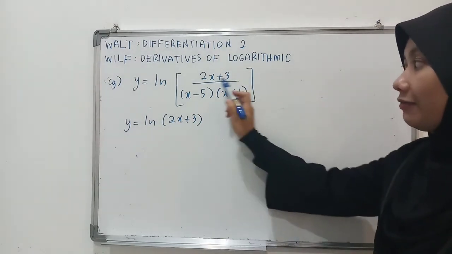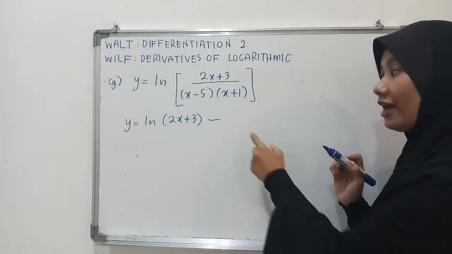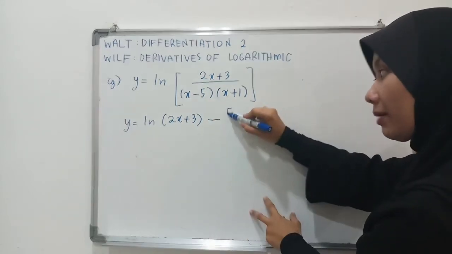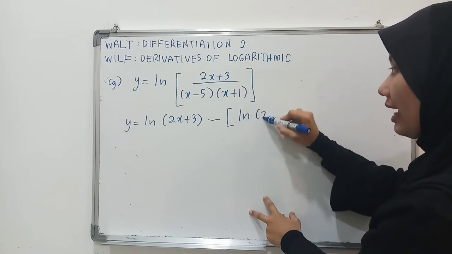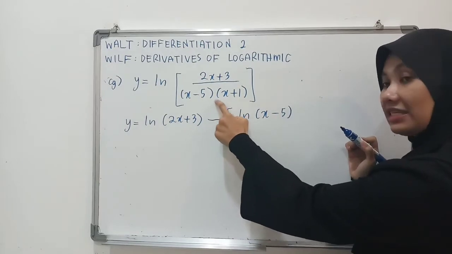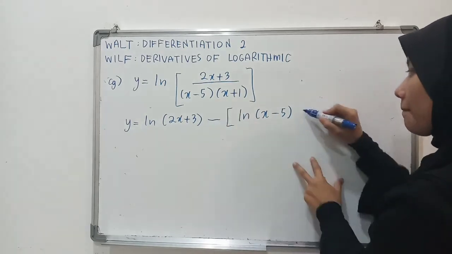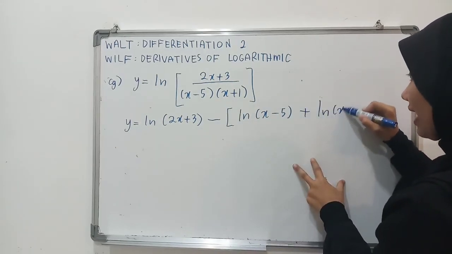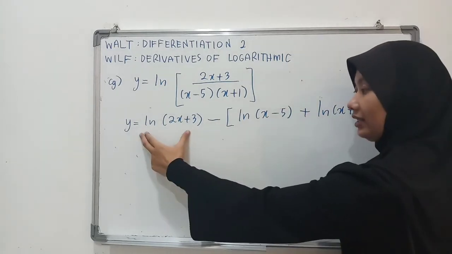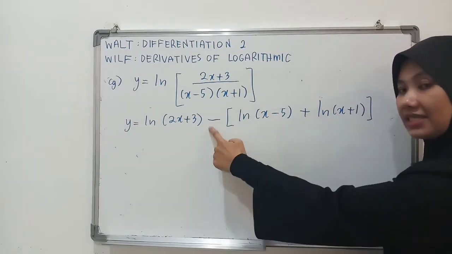Okay, so now division. Division means minus. But we have more than one term here. We have two terms down here, so put big bracket, ln(x minus 5). What is the relation between these two brackets? Product. Product we change to addition, plus ln(x plus 1). Close the bracket. That one numerator, those two denominator, separated by subtraction.